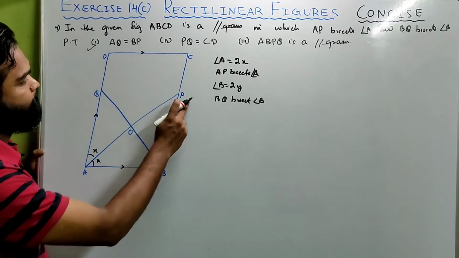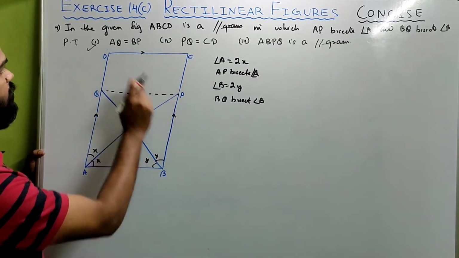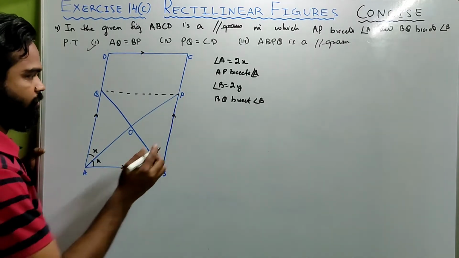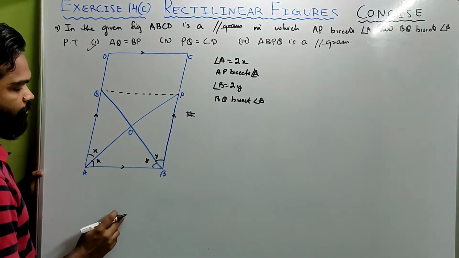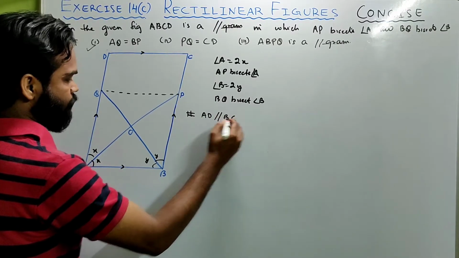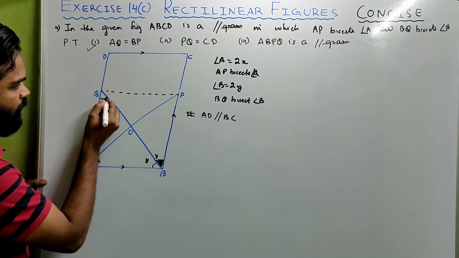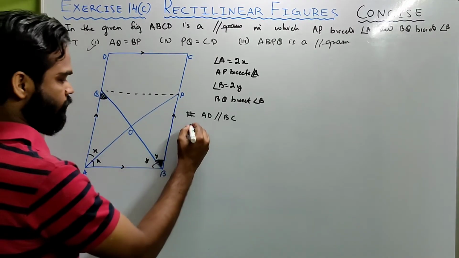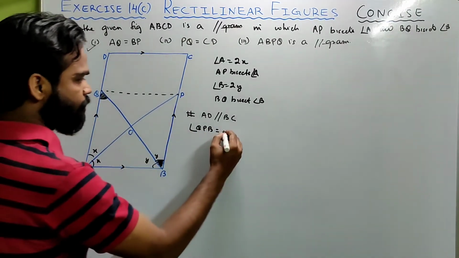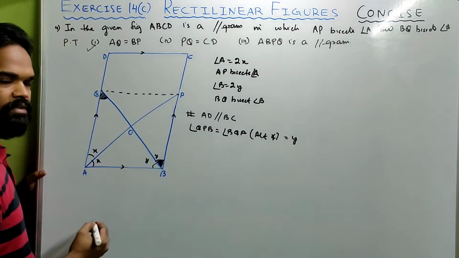Pretty easy. PQ, we'll just join it, is equal to CD. PQ is equal to CD, and ABPQ is a parallelogram. Look carefully, first of all. Now, AD is parallel to BC. AD is parallel to BC. BQ is a transversal. So this angle and this angle has to be equal. Angle QBP will be equal to BQA. BQA, that's an alternate angle. We have taken it as y, isn't it?